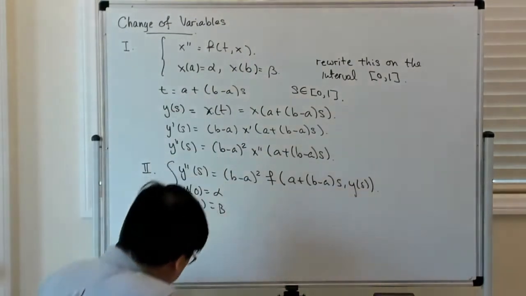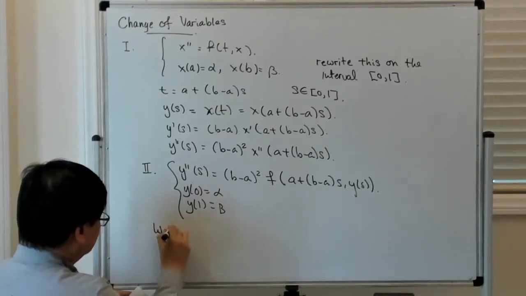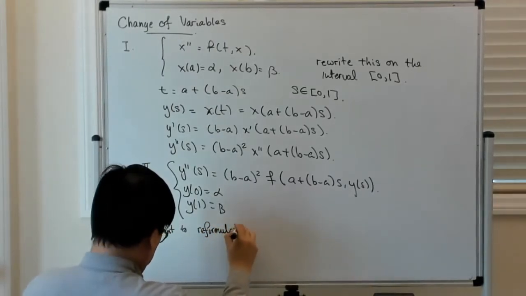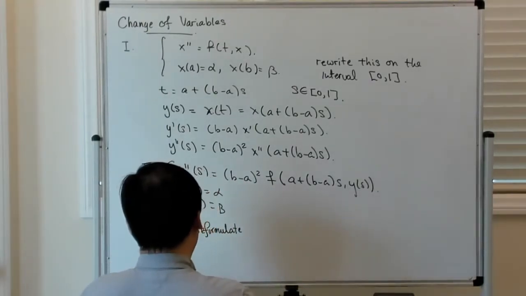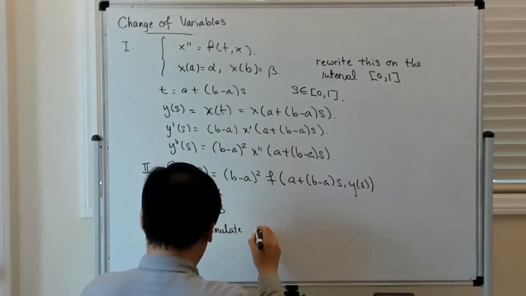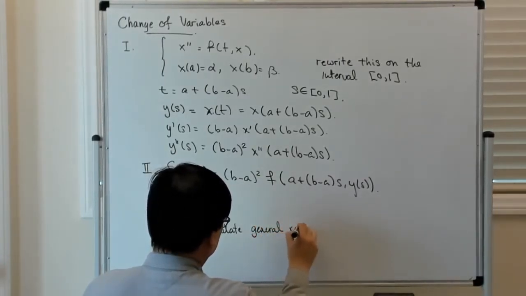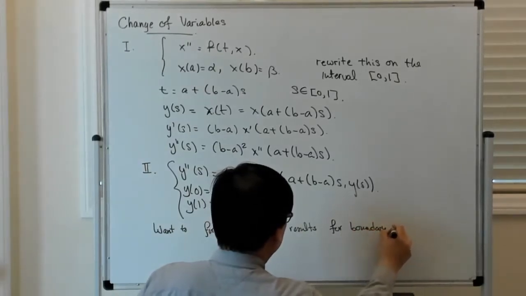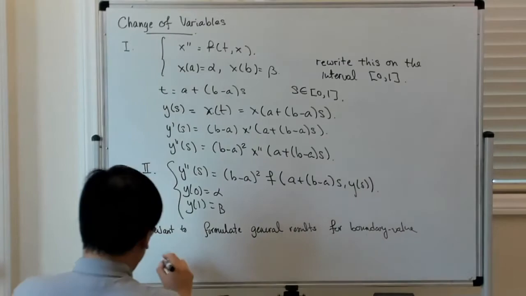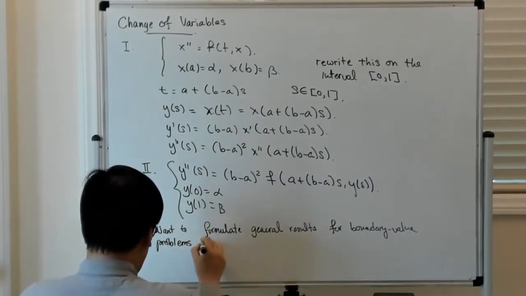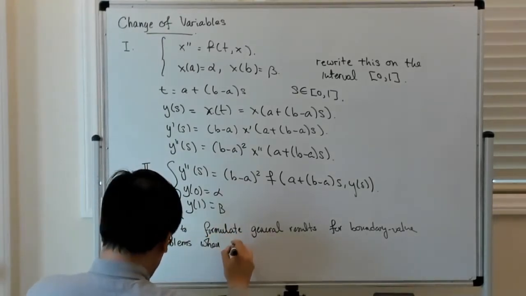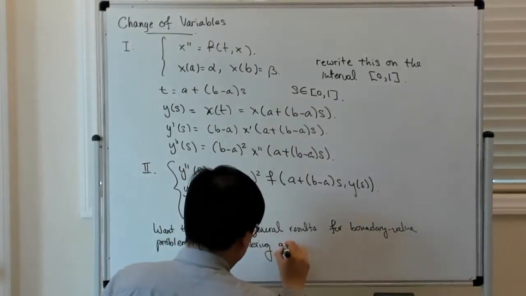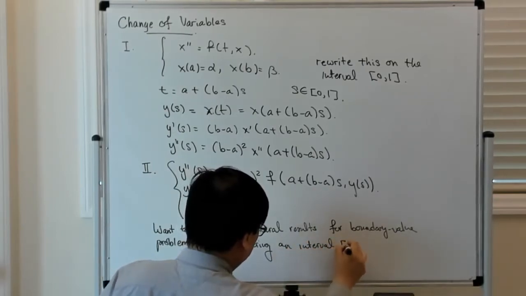So the basic idea then is that we want to formulate general results for boundary value problems when considering an interval from 0 to 1. Okay.